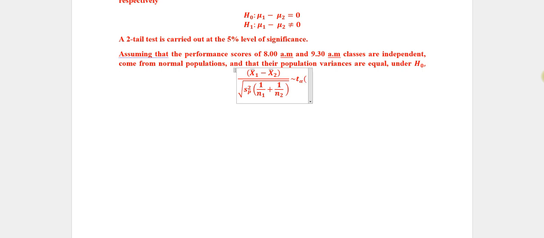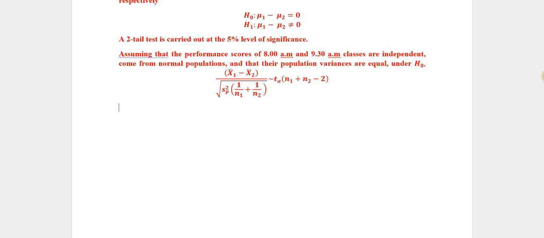is not going to be n minus 1 because we don't have n, but we have n1 and n2. So we're just going to be writing n1 plus n2 subtract 2. The degree of freedom for this particular case is this one.